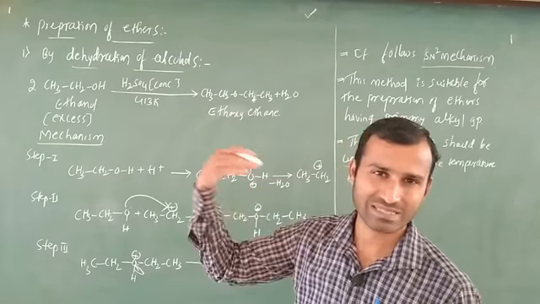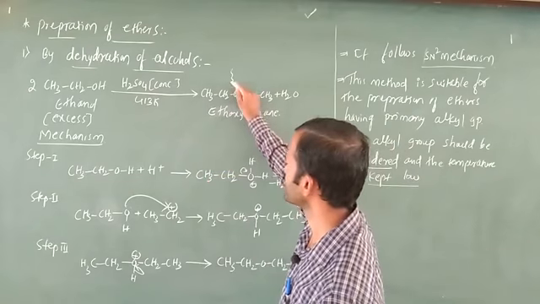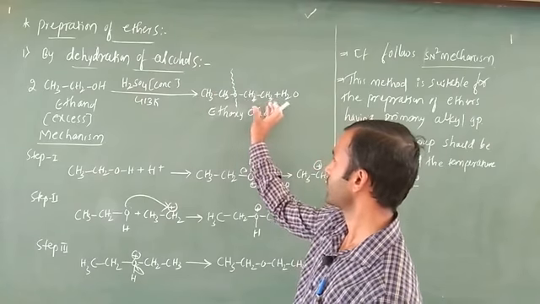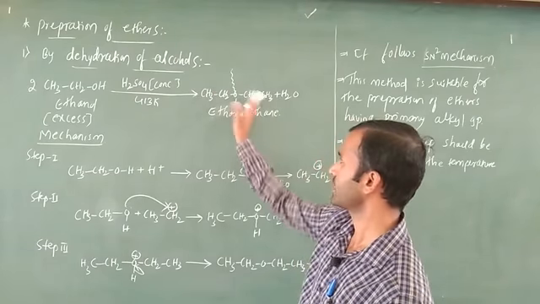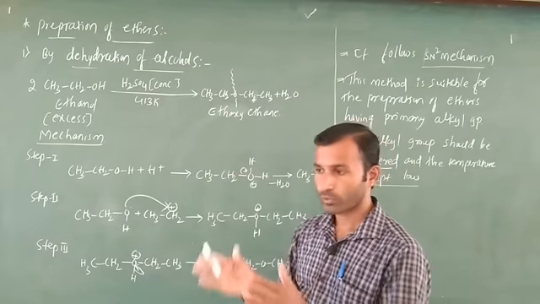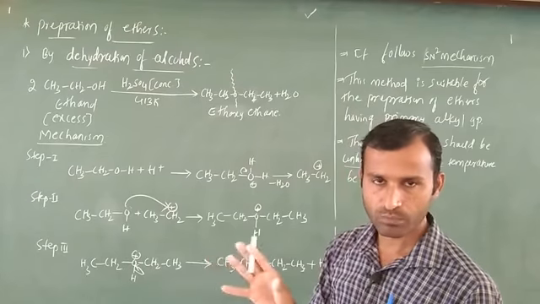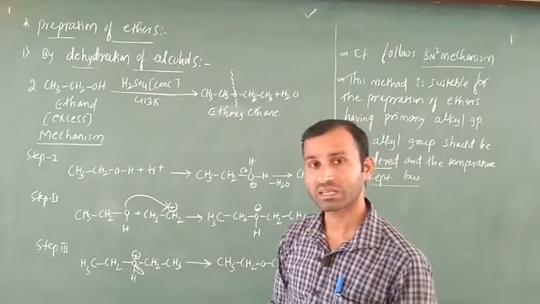How are we going to say it is a symmetrical ether? If you put a symmetry like this, in this case CH3CH2, on this side also CH2CH3 is there. Both of the side groups are the same. When you put a symmetry on the ether oxygen, you get the same groups 100%, and that is called symmetrical ethers.